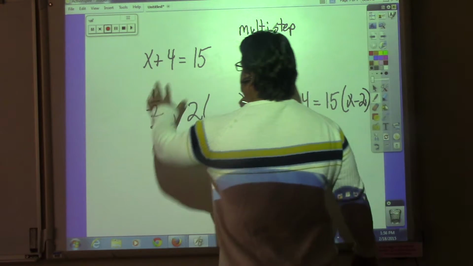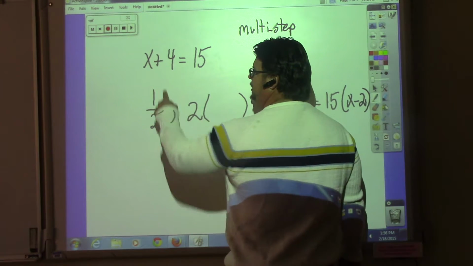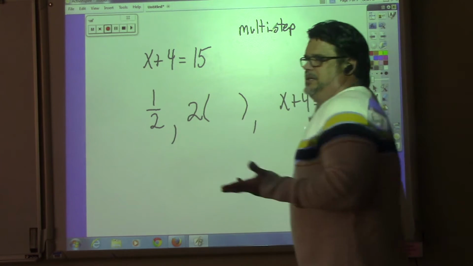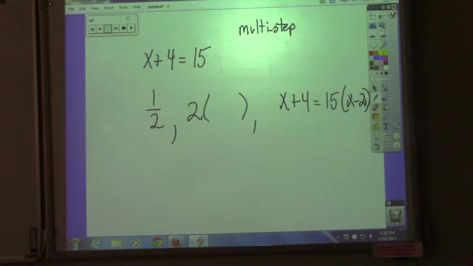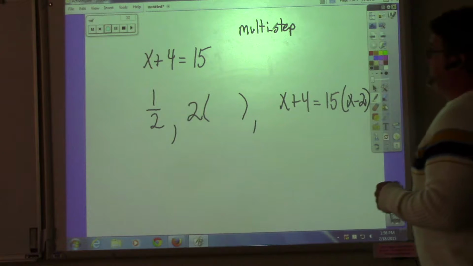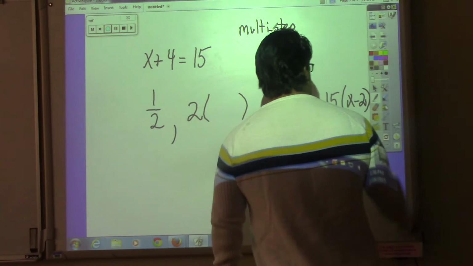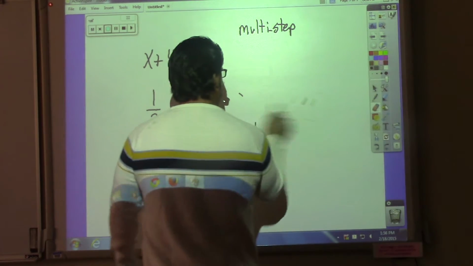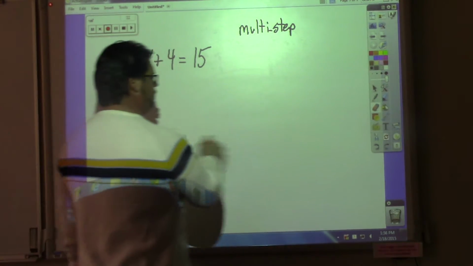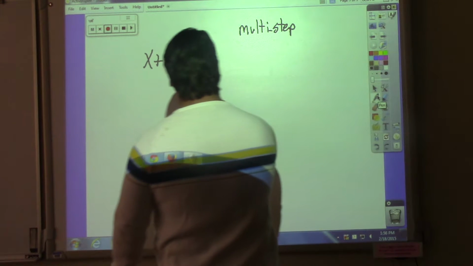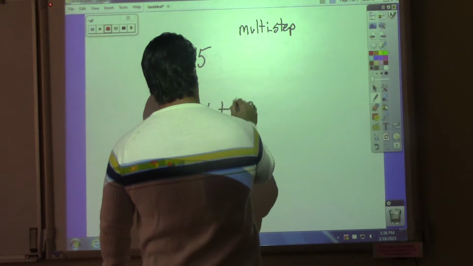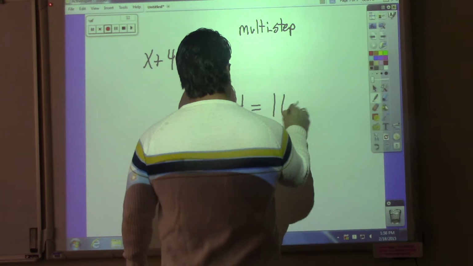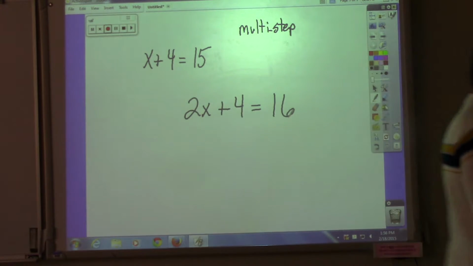In other words, this is one step because you do what? You subtract on both sides. That's it. Then what's multi-step? Multi-step is when you have another step in it. All right, take a minute and work on that. It'll just take a few seconds for some of y'all. Some of y'all can remember it from pre-algebra.